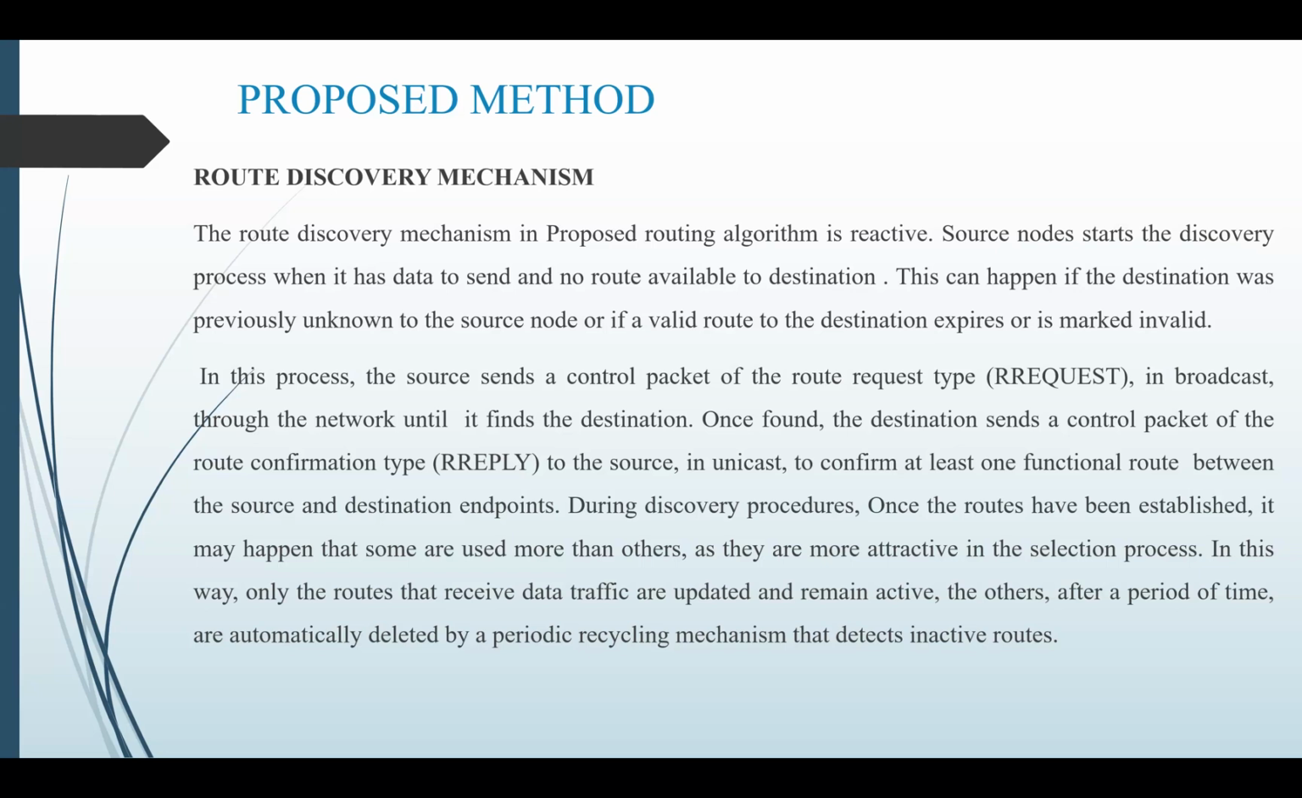During the discovery procedure, once the routes have been established, it may happen that some are used more than others, so they are more attractive to the selection process. In this way, only routes that receive data traffic are updated and remain active. The others, after a period of time, are automatically deleted by a periodic recycling mechanism that detects inactive routes.